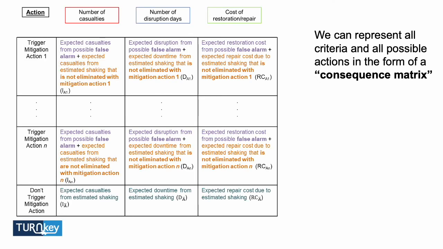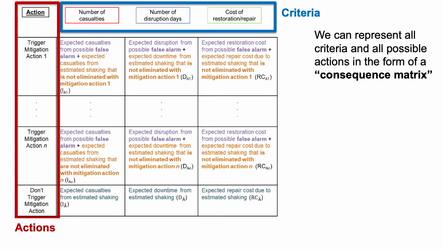So what we do is we summarize the criteria in what we call a consequence matrix, where each column of the consequence matrix corresponds to a particular criterion, and then each row gives the value of that consequence or criterion for a given risk mitigation action.